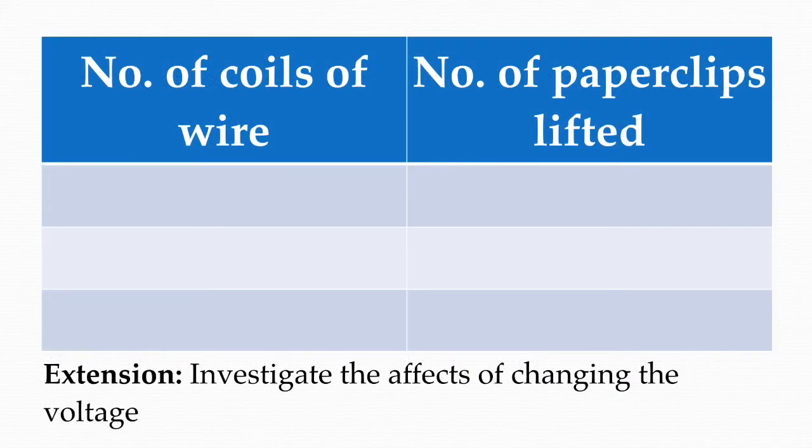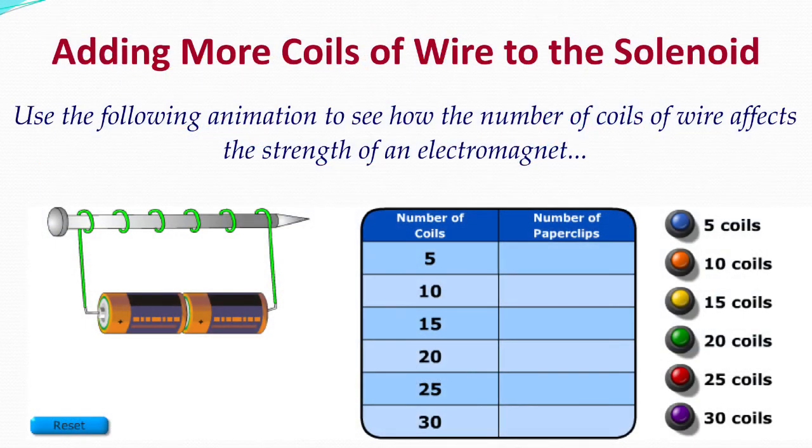Here's an example of the type of results table we could use, with the number of coils of wire on the left hand side and the number of paper clips lifted on the right hand side. We could also investigate changing voltage. We would expect to see that as we add more coils of wire, the power of the electromagnet would increase, and so the number of paper clips picked would be larger.